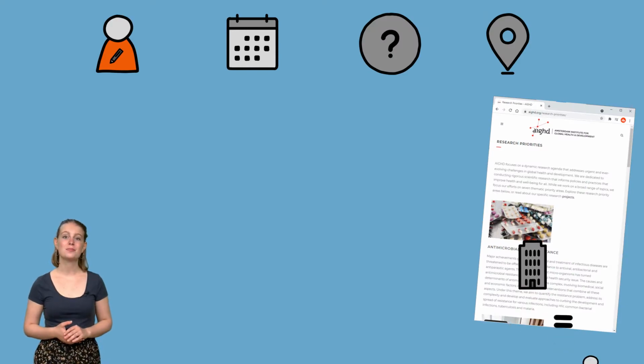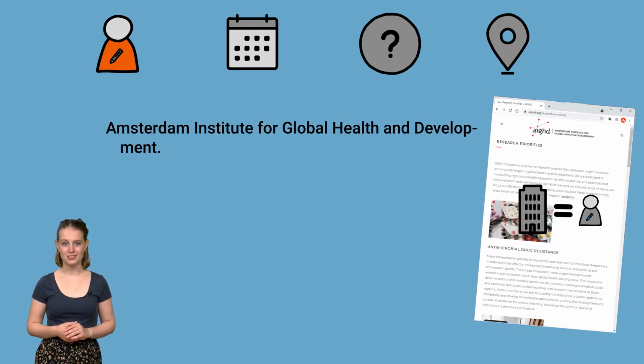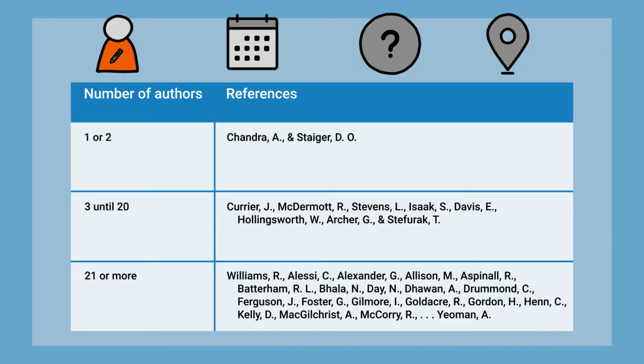In the second example, the author is an organization, Amsterdam Institute for Global Health and Development. Here's an overview of how authors are mentioned. In case of 21 or more authors, you only mention the first 19 and the very last author, separated by the ellipsis sign, 3 dots with spaces between them.